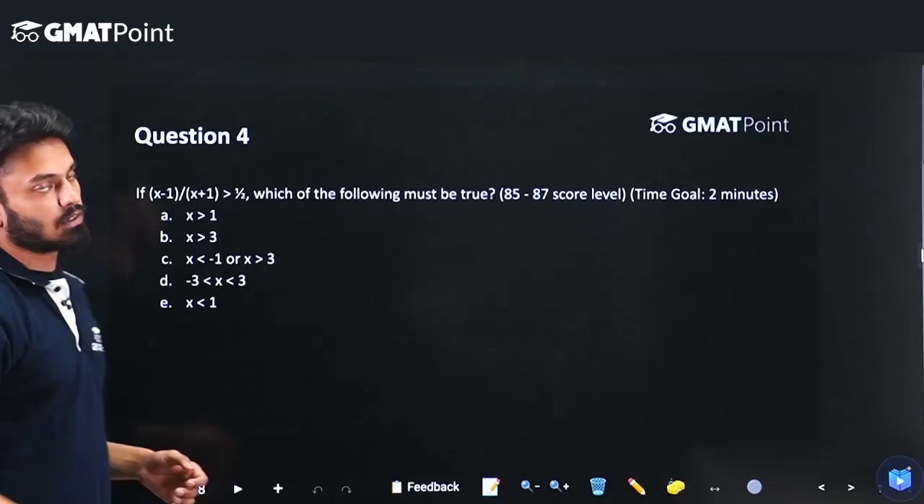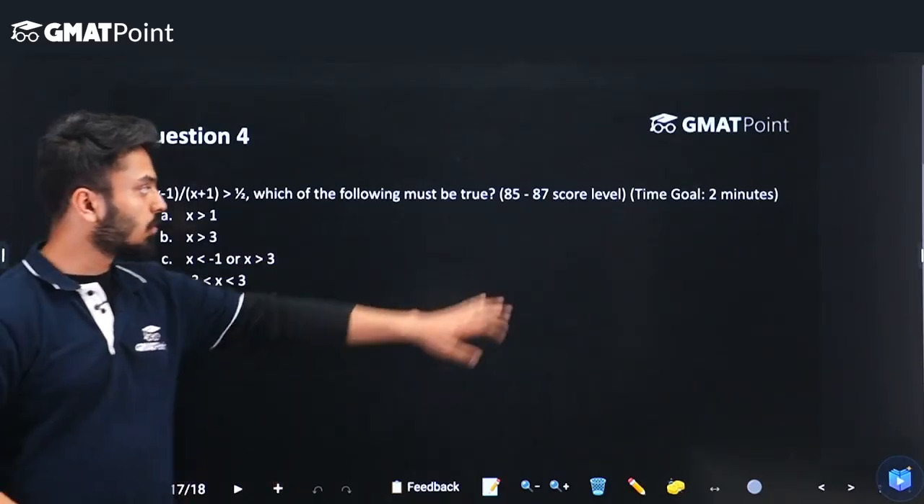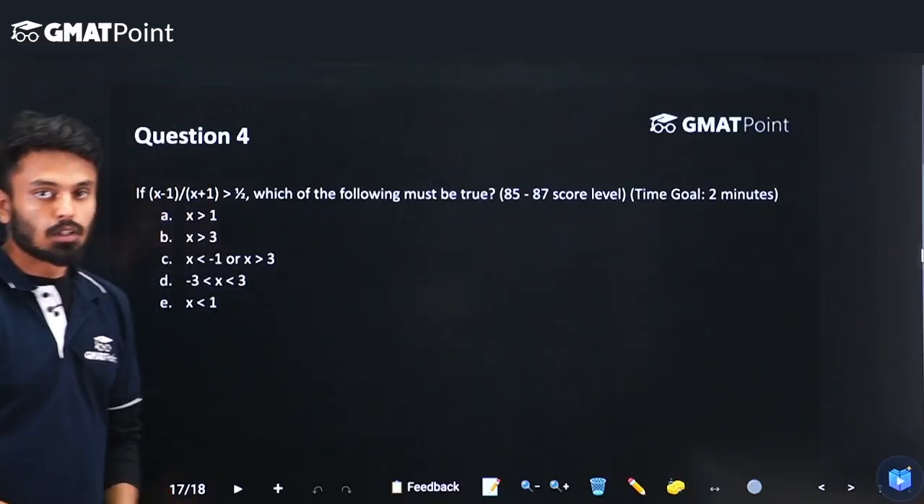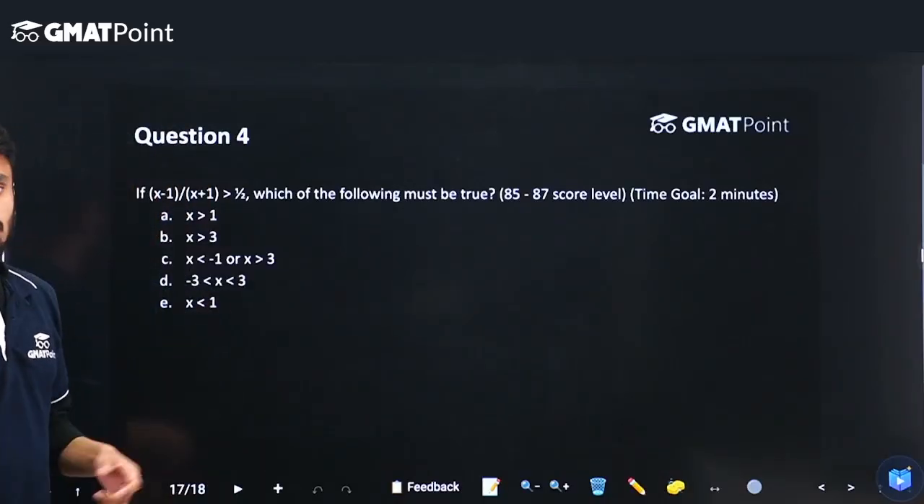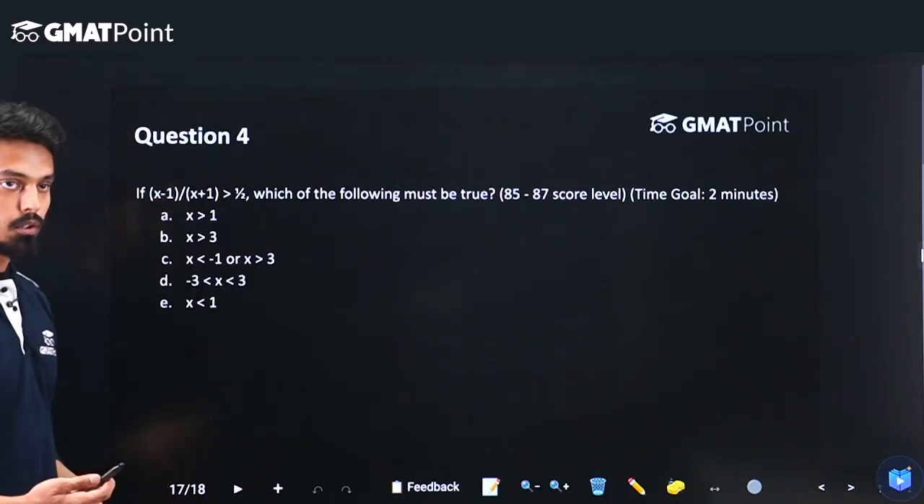Now this one is an even more difficult question. Try to get this one in 2 minutes. It's on the 85 to 87 score level. So a lot of students will see something like this. Feel free to pause the video if you want to try the question. I'll wait for a second.